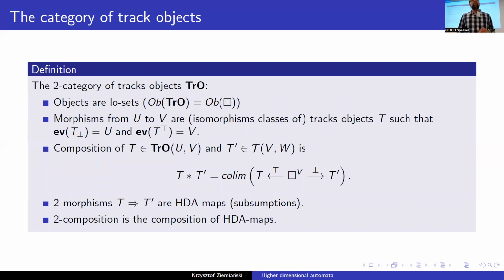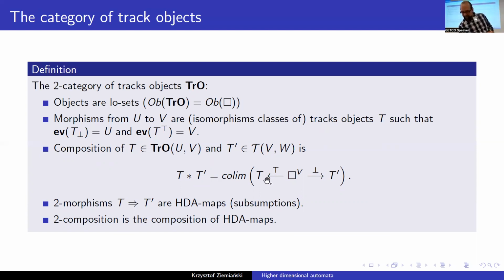And track objects form a two-category, because you can compose, you have a lot of operations. So objects of your category are just LO sets, or we can think about them as standard cubical objects. Morphisms from LO set U to LO set V is just a track object which starts in U and ends in V. It means the starting cell has kind U and the terminating cell has kind V.